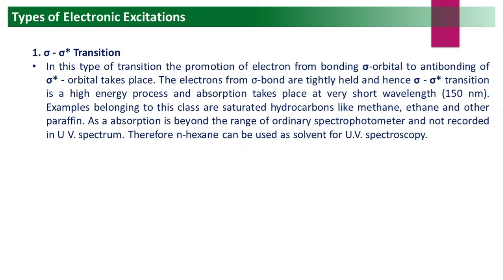So in a sigma to sigma star transition, electrons are transferred from the sigma bonding level to the sigma star, that is, the sigma anti-bonding orbital level. This gap is very high. The sigma bonds are very strong bonds, so the electrons in sigma bonds are held very tightly. So these transitions require higher energy. If the energy is higher, the wavelength will be short, around 150 nanometer.